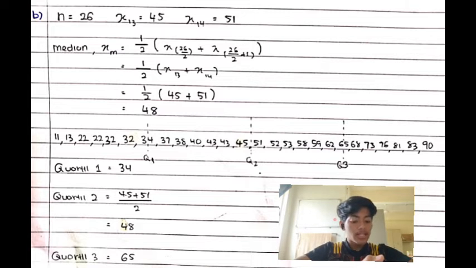Next, we arrange the numbers and divide them into 4 parts. The first part is the first quartile, which is equal to 34. The second part is the second quartile, that is 45 plus 51, divided by 2, equal to 48. By the way, the value of the second quartile is equal to the value of the median. And the last part is the third quartile, which is equal to 65.